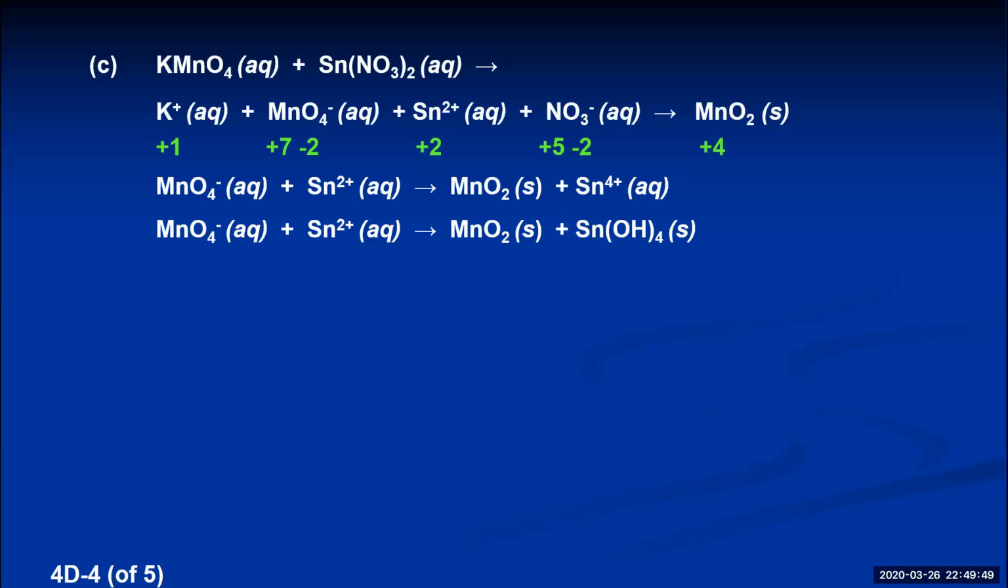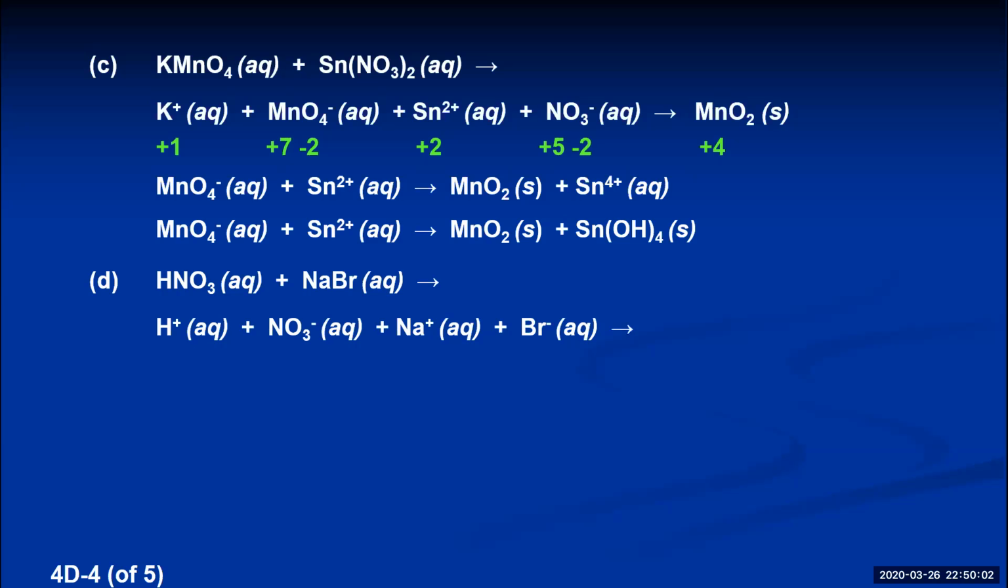D, concentrated nitric acid is added to a solution of sodium bromide. 2 compounds, you can switch the partners, but you don't get a precipitate, you don't get water, so go to Plan 9, write the reactants in ionic form. Nitric acid's a strong acid, that's why we ionize it. Sodium bromide, a soluble ionic compound, that's why we dissociate it.